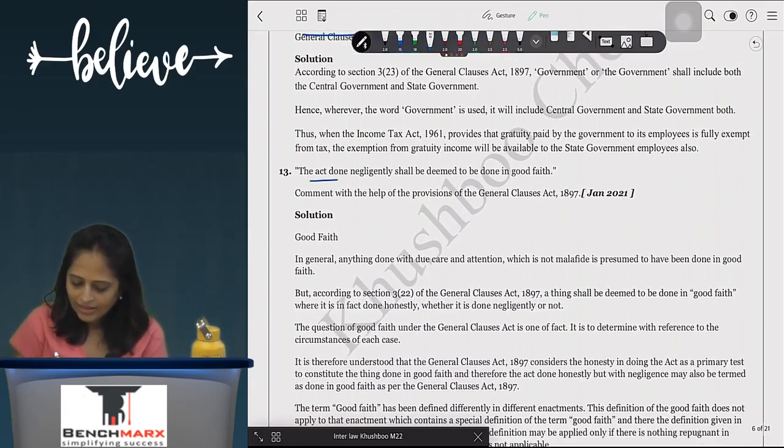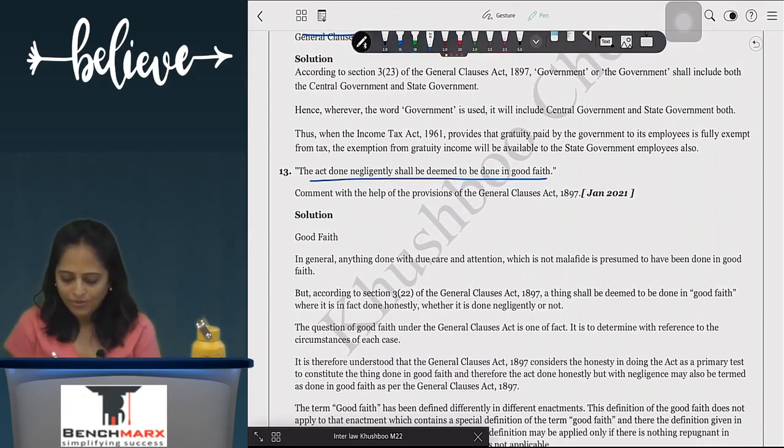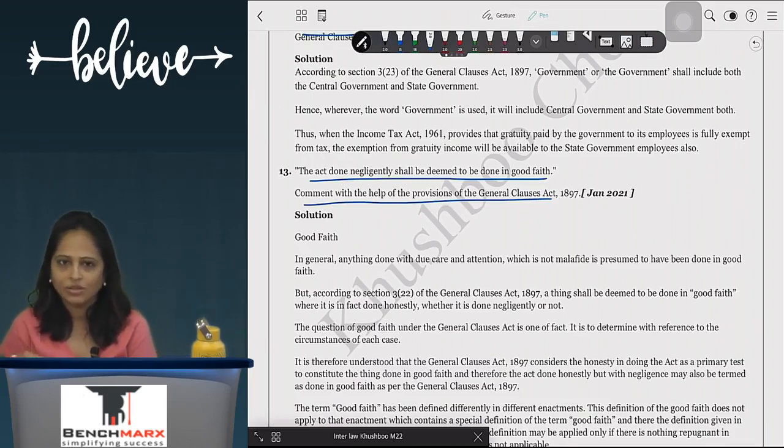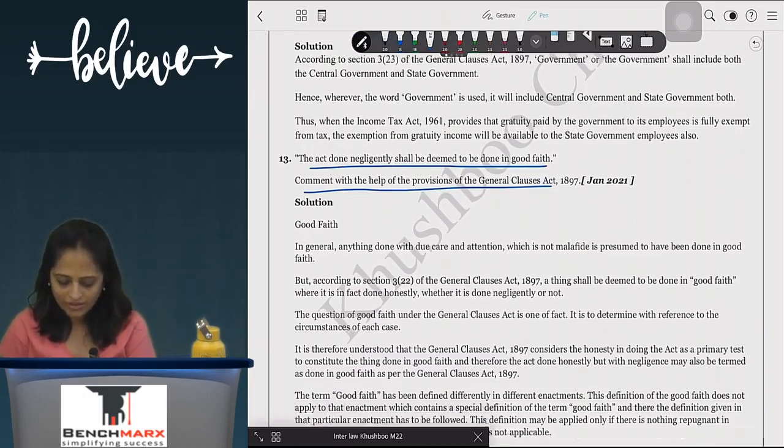The act done negligently shall be deemed to be done in good faith. Comment with the help of provisions of general clauses. Basically, you have to explain what good faith is with example.